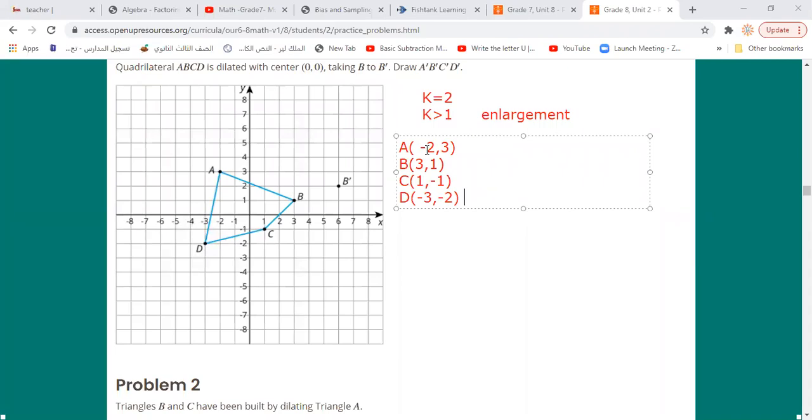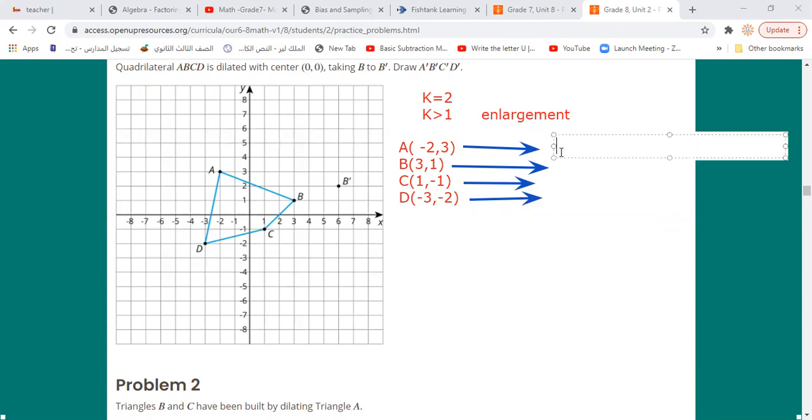Okay, thank you. Then we will continue. So now we said that the scale is how many? 2. So we want to find the image for each point. We will multiply by 2.